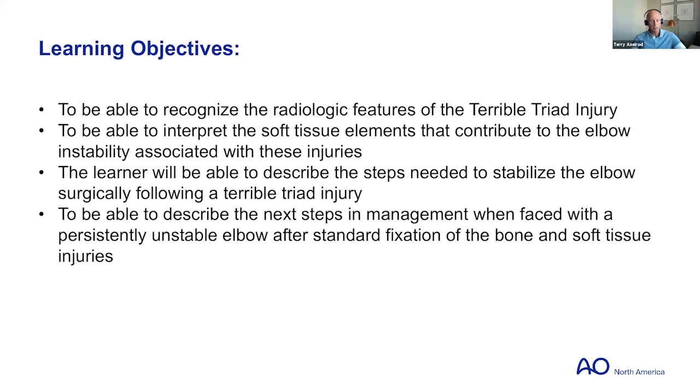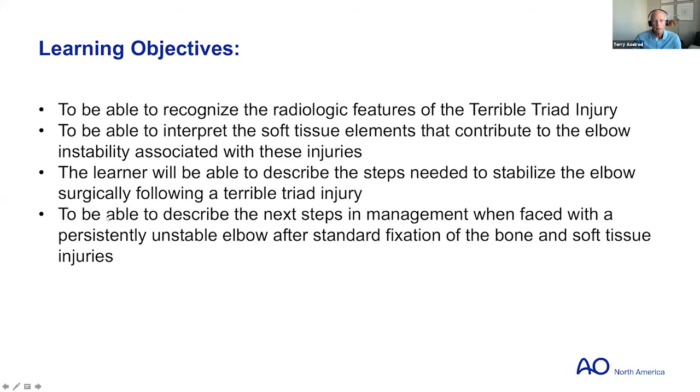So when we talk about the terrible triad injury, there are specific learning objectives that we want to cover during this next hour and 15 minutes. First of all, we want to be able to recognize the radiographic features of the terrible triad injury of the elbow. We have to fully understand and interpret the soft tissue elements that contribute to the elbow instability associated with these injuries. It's paramount to understand that this is not just a bony injury. This is an injury that involves an extensive amount of damage to the soft tissues about the elbow, allowing it to dislocate and become chronically unstable.